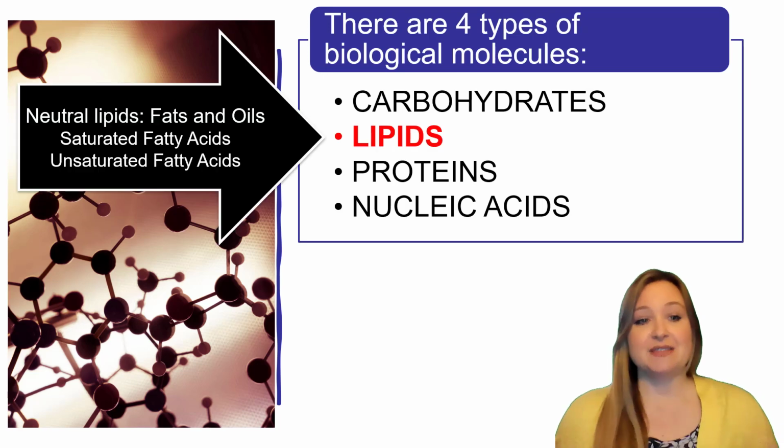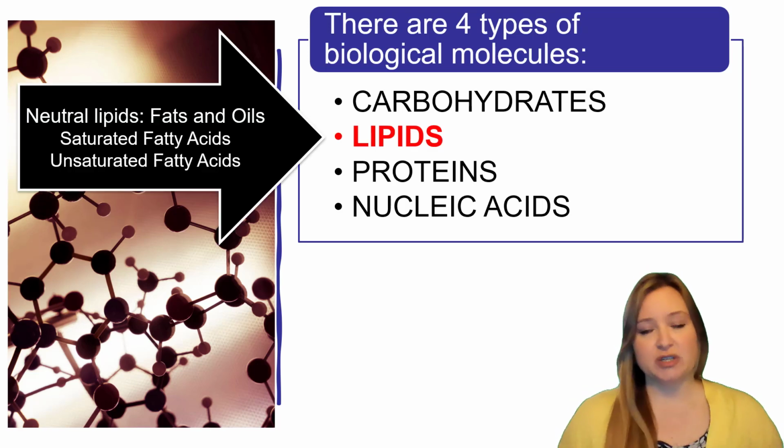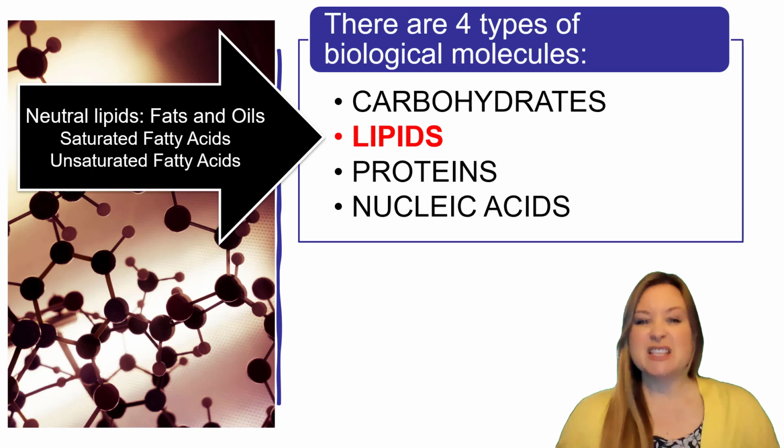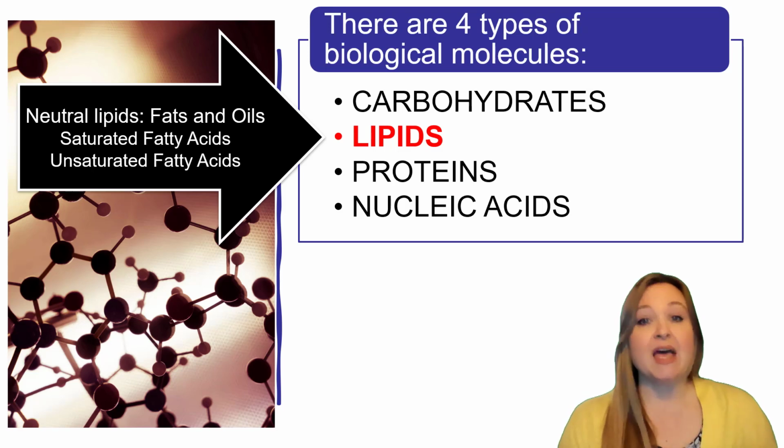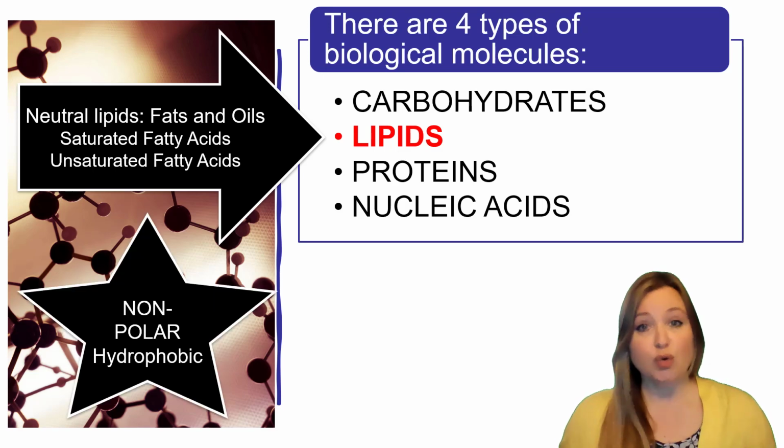So within the class of lipids, we're going to be talking about neutral lipids. Neutral lipids, specifically fats and oils. And fats and oils can be made up of what's called saturated fatty acids, or they can be made up of unsaturated fatty acids as well. We're going to talk about that and break down what all this stuff means. But remember, neutral lipids like fats and oils are non-polar, okay?